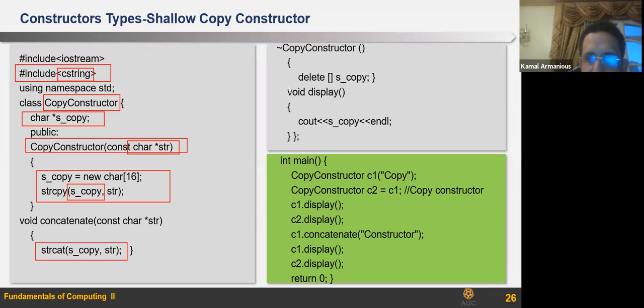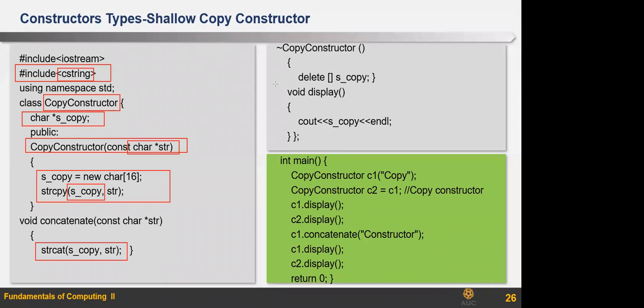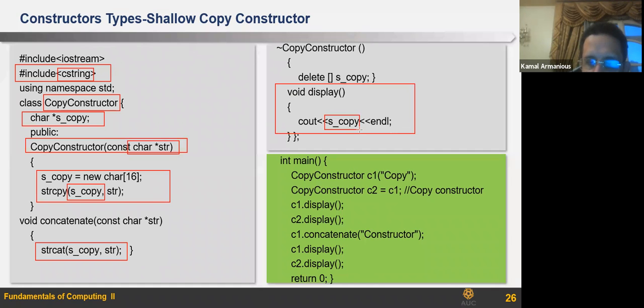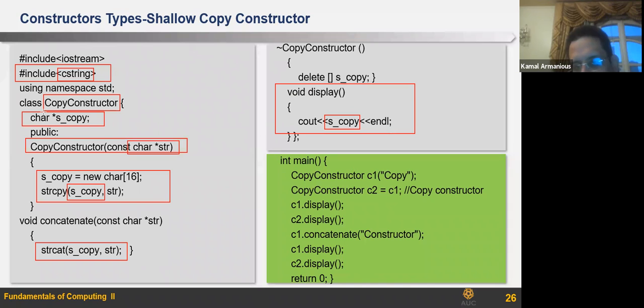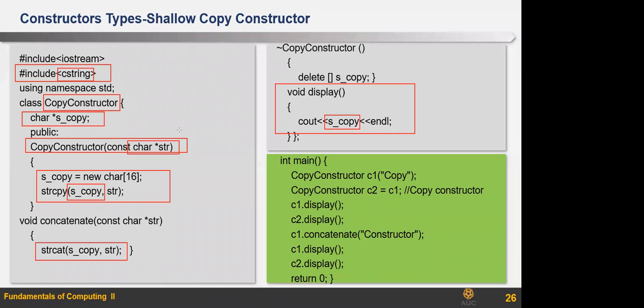Anyways, Ibrahim, stay with me. Don't go anywhere. Okay. And then we have a function here that couts s_copy. Is s_copy a public or a private attribute, Ibrahim? Private. If we didn't write private, it is assumed to be private. Right? Exactly. Okay.